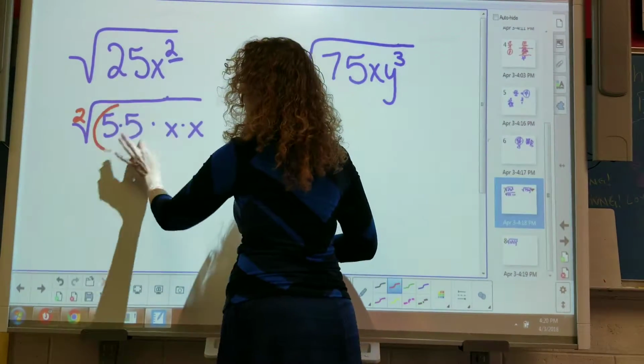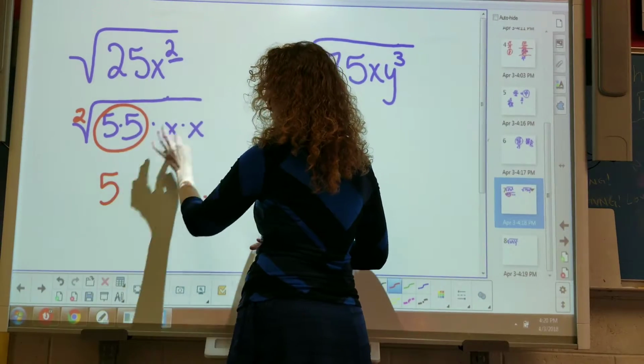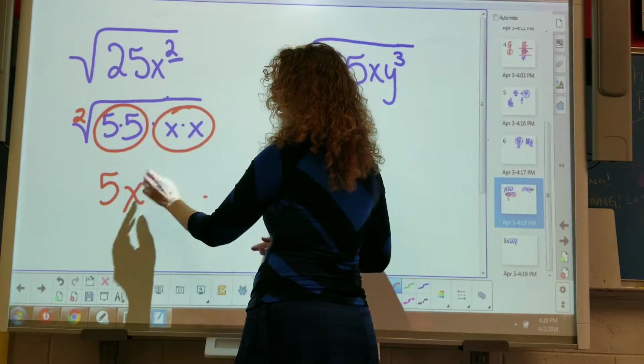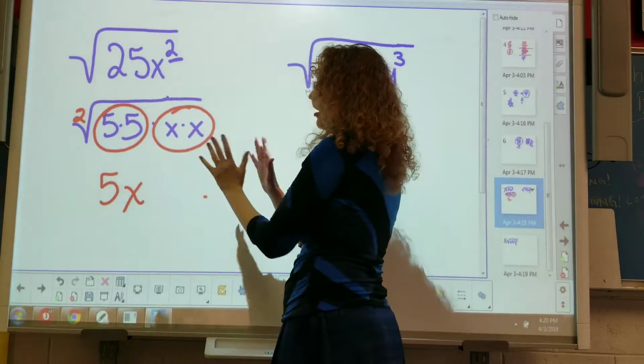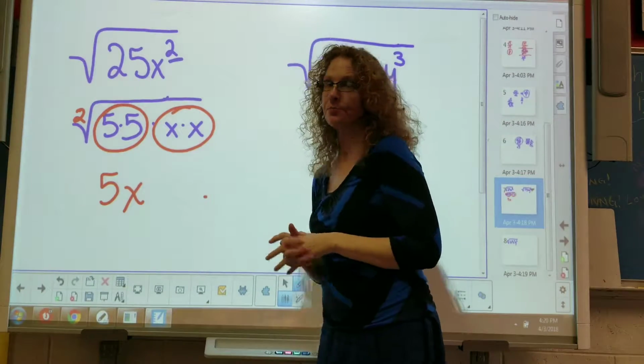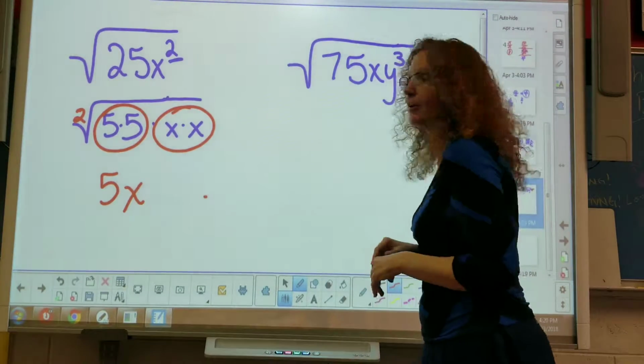So I have a group of 5s, comes out. I have a group of x's, comes out. Since everything is gone, no radical remains. Now this one will come out a little different.